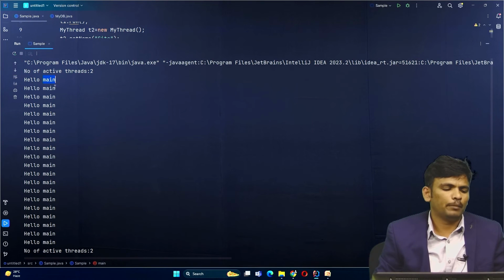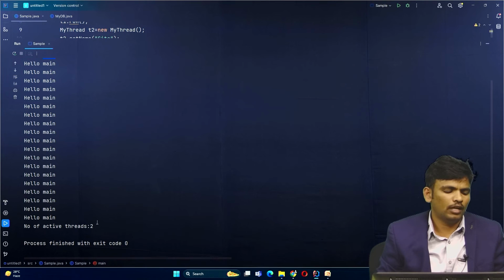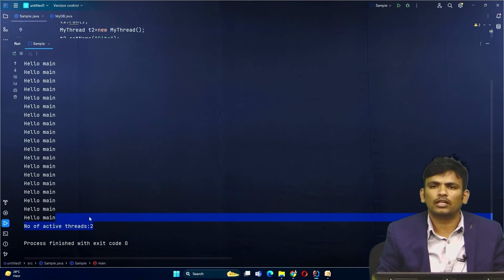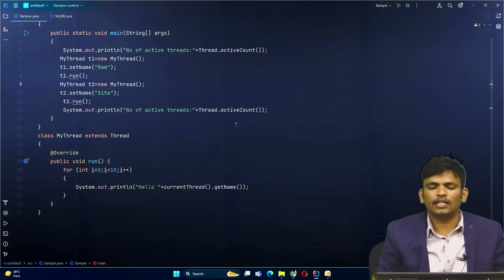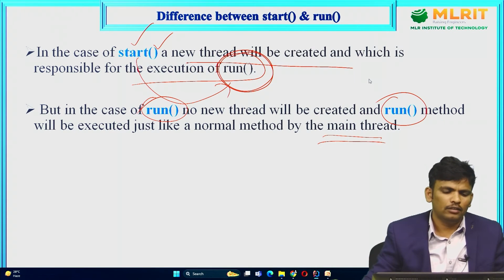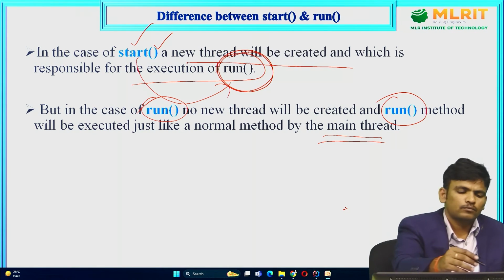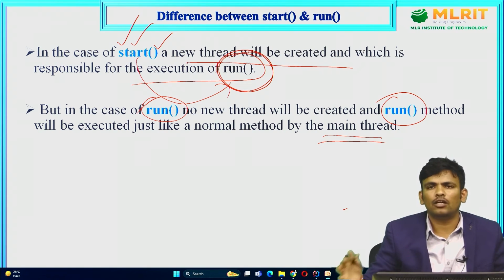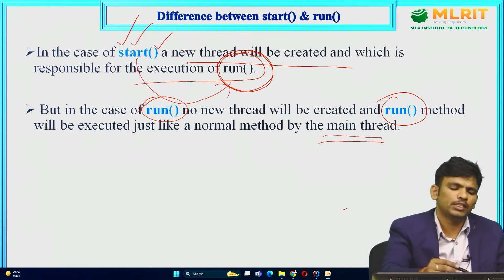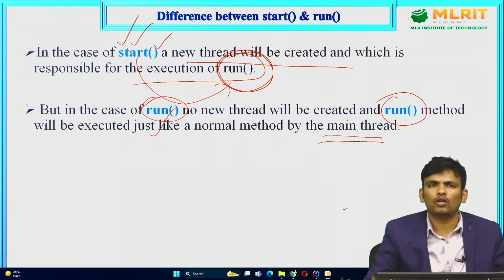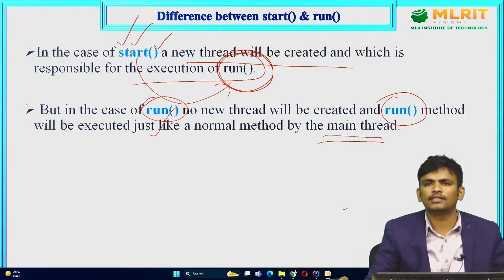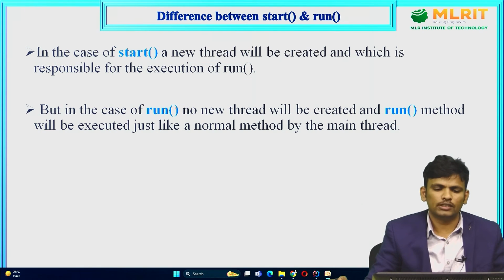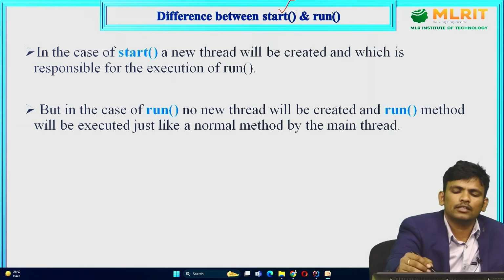You can see "hello main, hello main, hello main" executing 20 times, and the number of active threads is 2 only, which means no new thread is created here. If you are calling the run method, no new thread is created. If you want to create a new thread, compulsorily we need to use the start method. If you are using the run method, it is just like a normal method call, and it won't create any separate thread. I hope you got it.